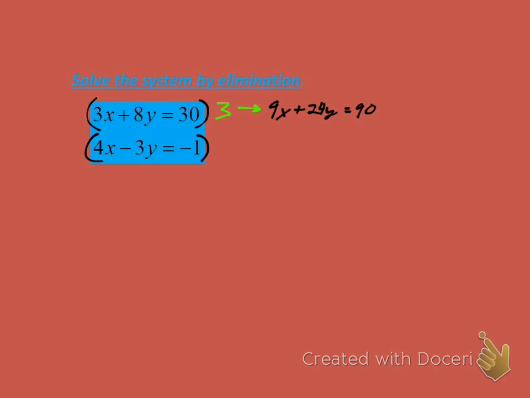The bottom equation you're going to multiply by an 8, because that's what's going to make that y term become negative 24. And that's what you need. So we got 32x then minus 24y equals negative 8.